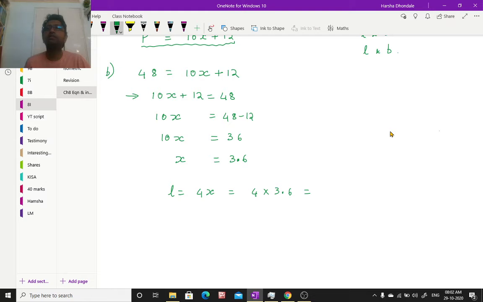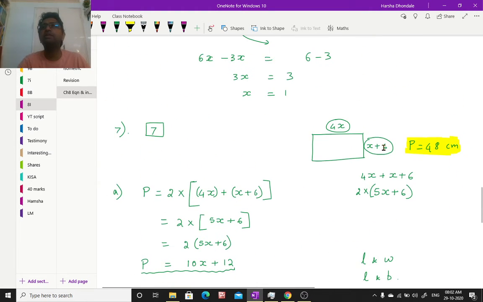So 36 into 4: 24, 2 carry, and then 4 3s are 12, 13, 14. So it's not 36, it's 3.6. Therefore your answer also will have one decimal. It is 14.4 centimeter. Please do not forget this centimeter. Don't forget this unit, unnecessarily you might lose marks. You will lose marks. So be careful.